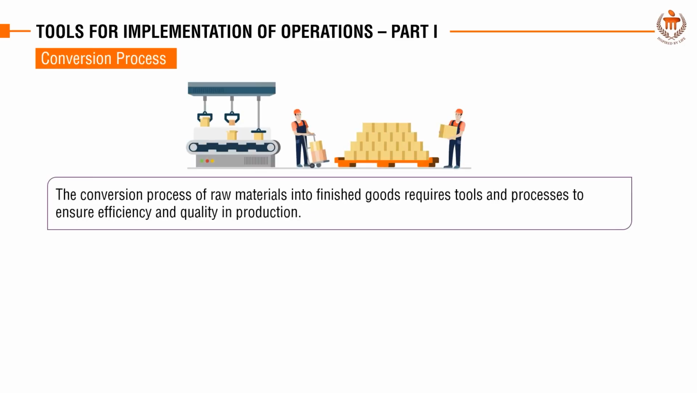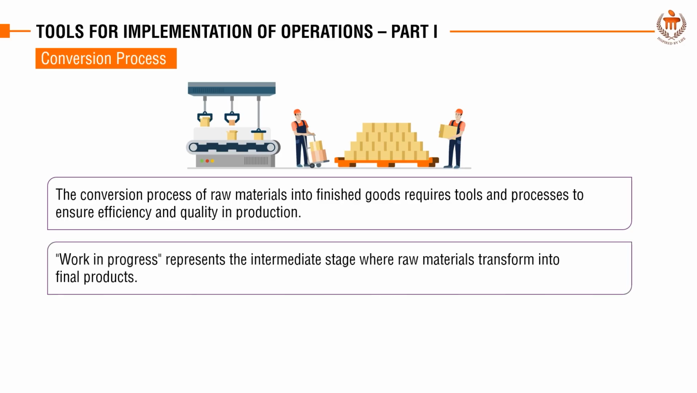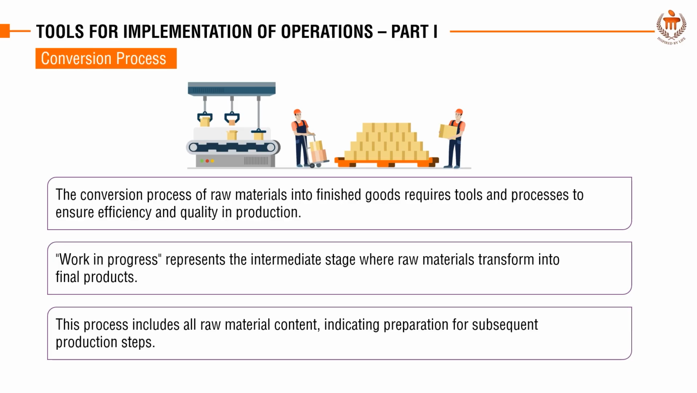Now, let's explore the conversion process of raw materials into finished goods, which requires a comprehensive set of tools and processes that ensure efficiency and quality in production. A critical aspect of this conversion is the concept of work in progress, which refers to the intermediate stage where raw materials undergo transformation into final products. This process encompasses all content of raw materials, signifying that not only are the raw materials being processed, but they are also being prepared for the next steps in production.